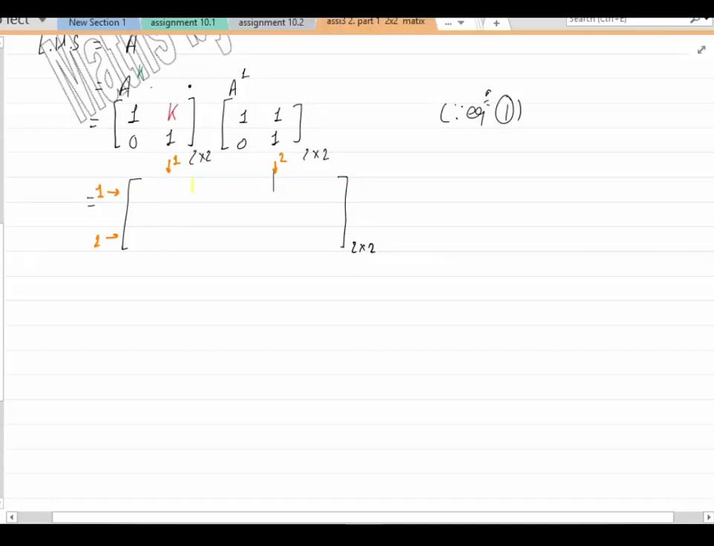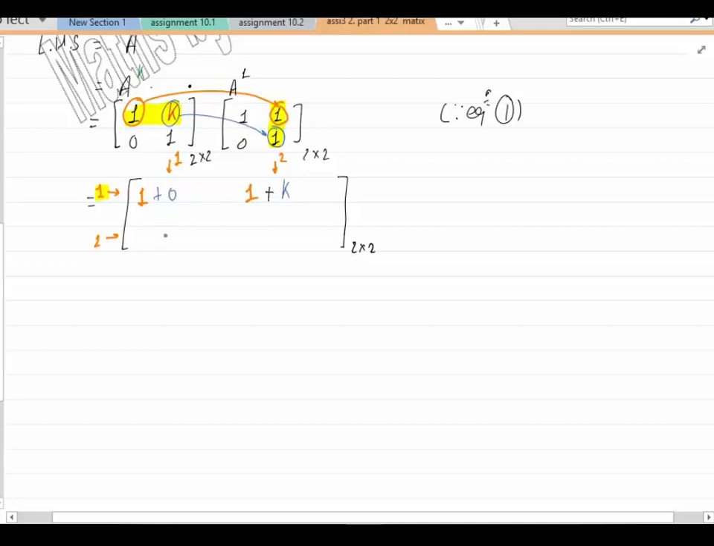The first element, which is in first row first column, will be obtained by selecting the first row and first column and multiplying corresponding terms. So here 1 into 1 will give us 1, and k into 0 will give us 0. Similarly, the second element will be 1 plus k.